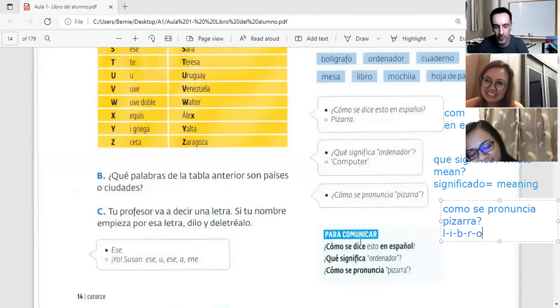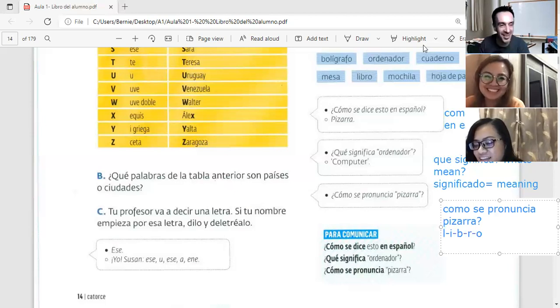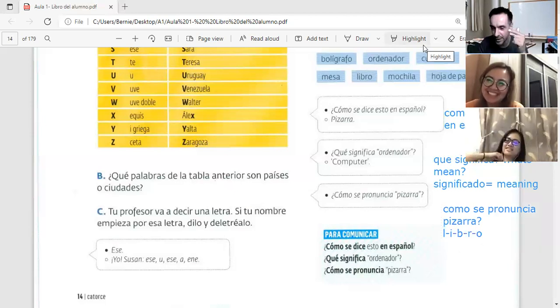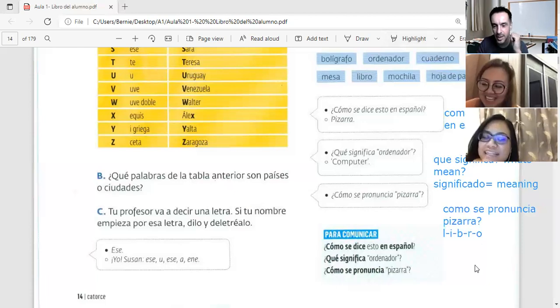¿Cómo se pronuncia? So you have these to communicate with the rest of the people. How do you say? ¿Cómo se dice? ¿Qué significa? ¿Cómo se pronuncia? And everybody can reply. Or you can tell Alexa, ¿cómo se dice? You know Alexa from Google. Or for the phone, Siri. Hey Siri. But Siri is from where? Siri is from Apple.